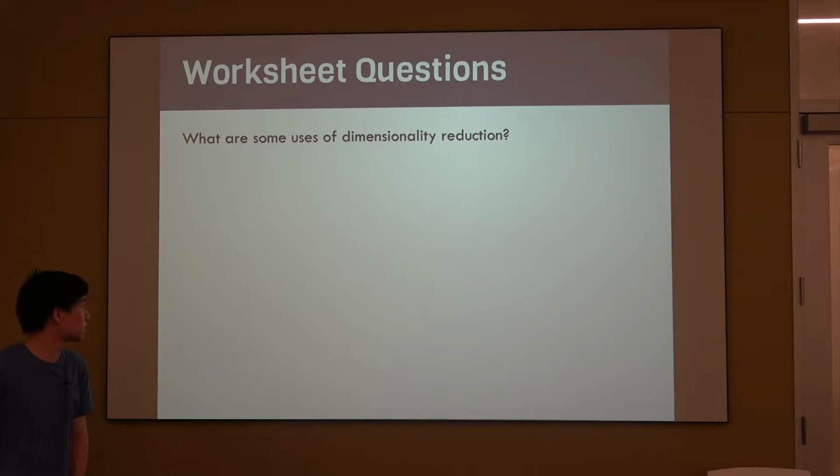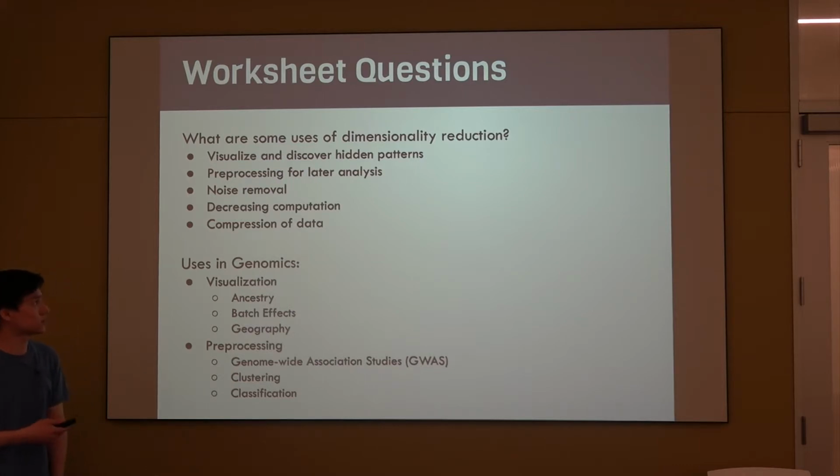Okay, so now we're going to go over some of these worksheet questions. The first question is, what are some of the uses of dimensionality reduction? We went over a lot of different uses. Some more general ones are visualization or pattern discovery, preprocessing, noise removal, compression, or decreasing computation. If we're specifically looking at some uses in genomics, we again kind of mirror those general uses, but you can be looking for things like ancestry, batch effects, geography, or you may use it for some preprocessing of some other analysis.